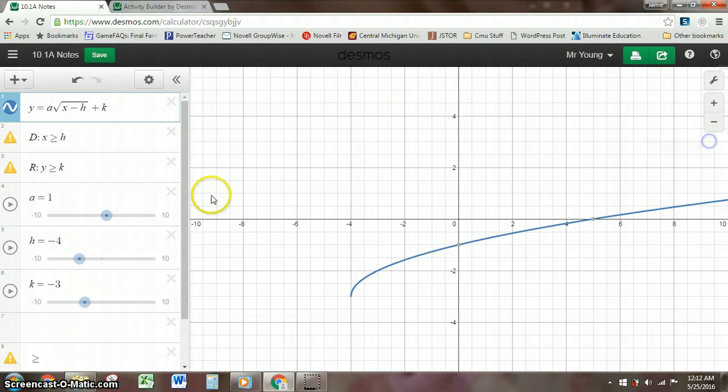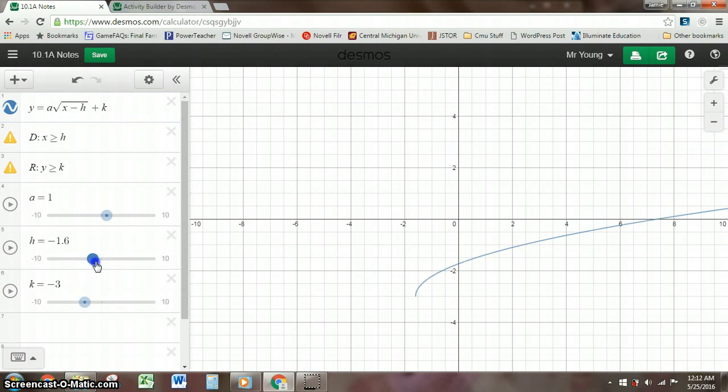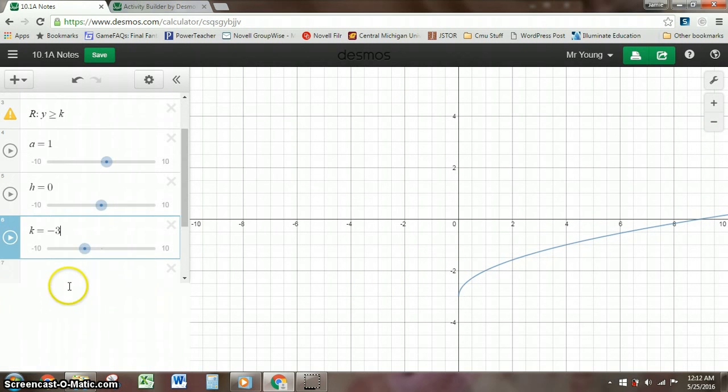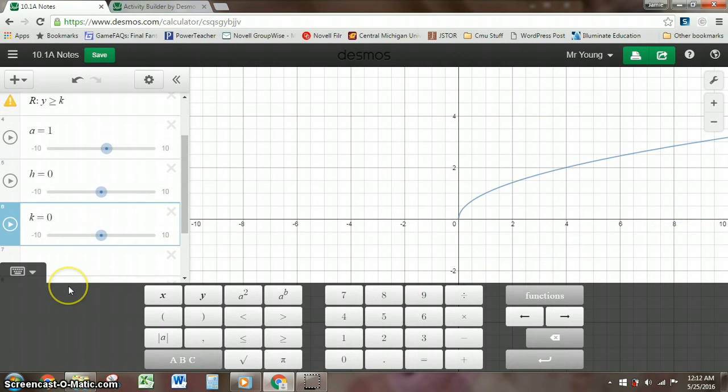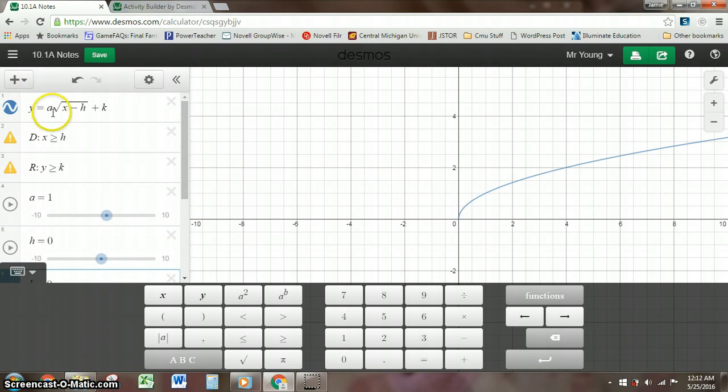So as a final review, let's go back to our home screen where everything's looking hunky-dory. Make that 0 and make that 0 as well. We have y equals a times the square root of x minus h plus k. We're going to call that vertex form of a radical equation. We have the domain is x is greater than or equal to whatever h is. We have the range is y greater than or equal to whatever k is.